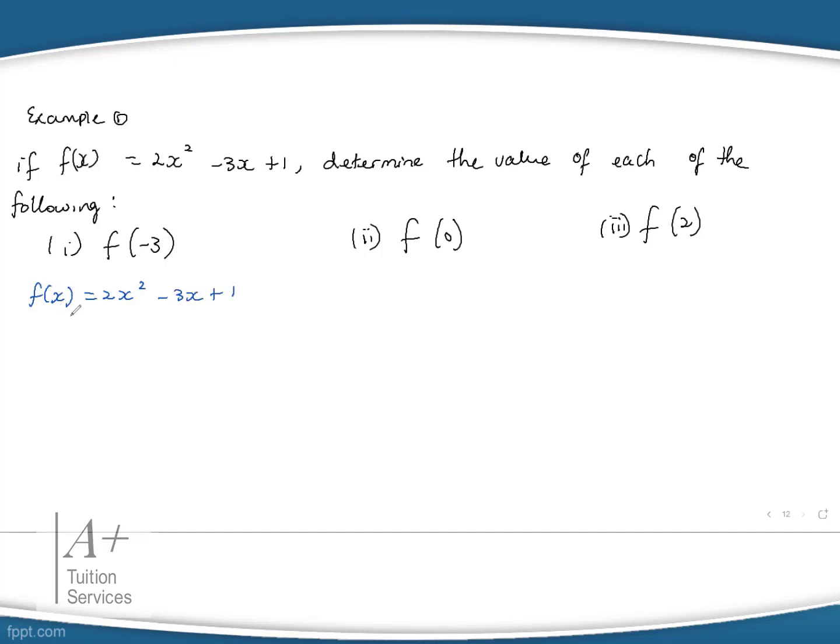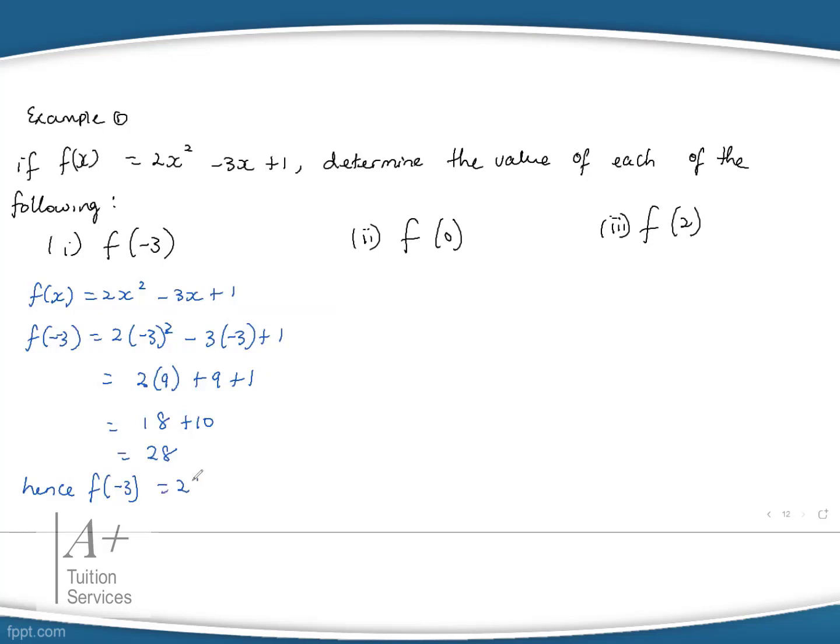Wherever we have the x value, we are replacing it with minus 3. So f of minus 3 is equal to 2 times (minus 3) squared minus 3 multiplied by minus 3 plus 1. When we break it down, we're going to get 2 by 9, add 9 plus 1, since minus 3 by minus 3 is 9. 9 by 2 is equal to 18. 9 plus 1 is 10. We're going to get 28. Hence, f of negative 3 is equal to 28.